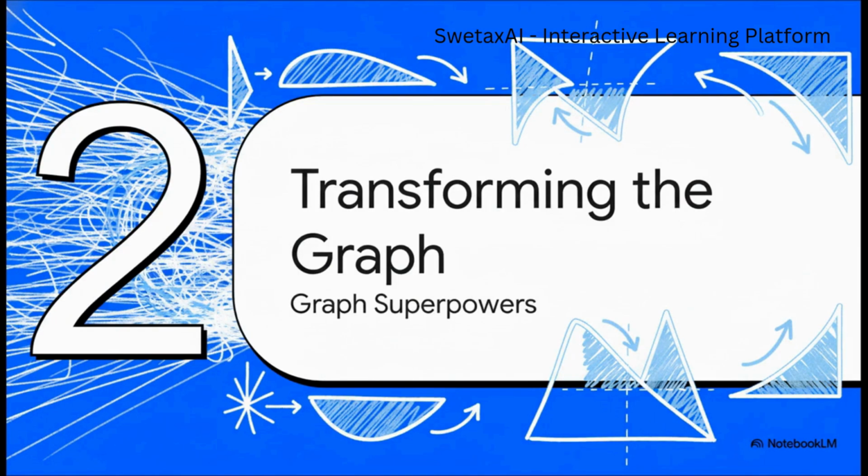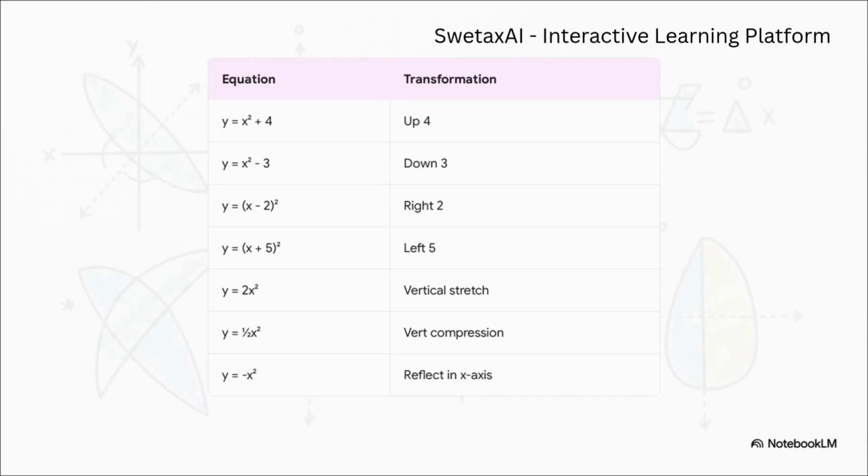Moving on to section 2, transforming the graph, giving the parabola superpowers. Okay, I want you to treat this slide as your ultimate cheat sheet. Seriously, by making just tiny algebraic tweaks to our equation, we can physically move and mold the graph. Adding a number at the end, like a +4, well, that acts like an elevator, shifting the whole graph straight up. Subtracting? That drops it down.